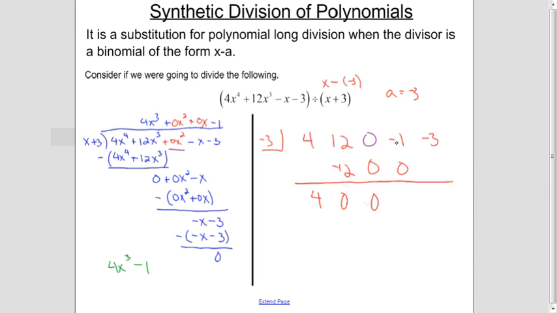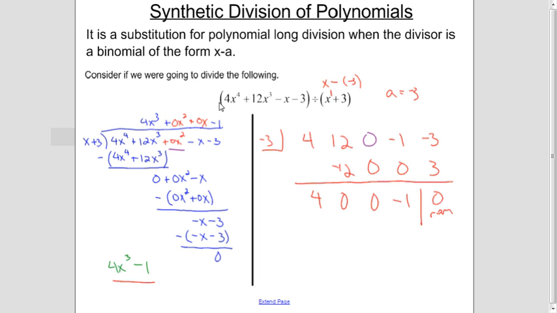And when I add down, I'm going to get negative 1, and then I'm going to bounce multiply the negative 3 times the negative 1, and get 3. Then when I add down, I get 0, and we see that my remainder is 0, which was consistent with my answer when I did the polynomial long division.